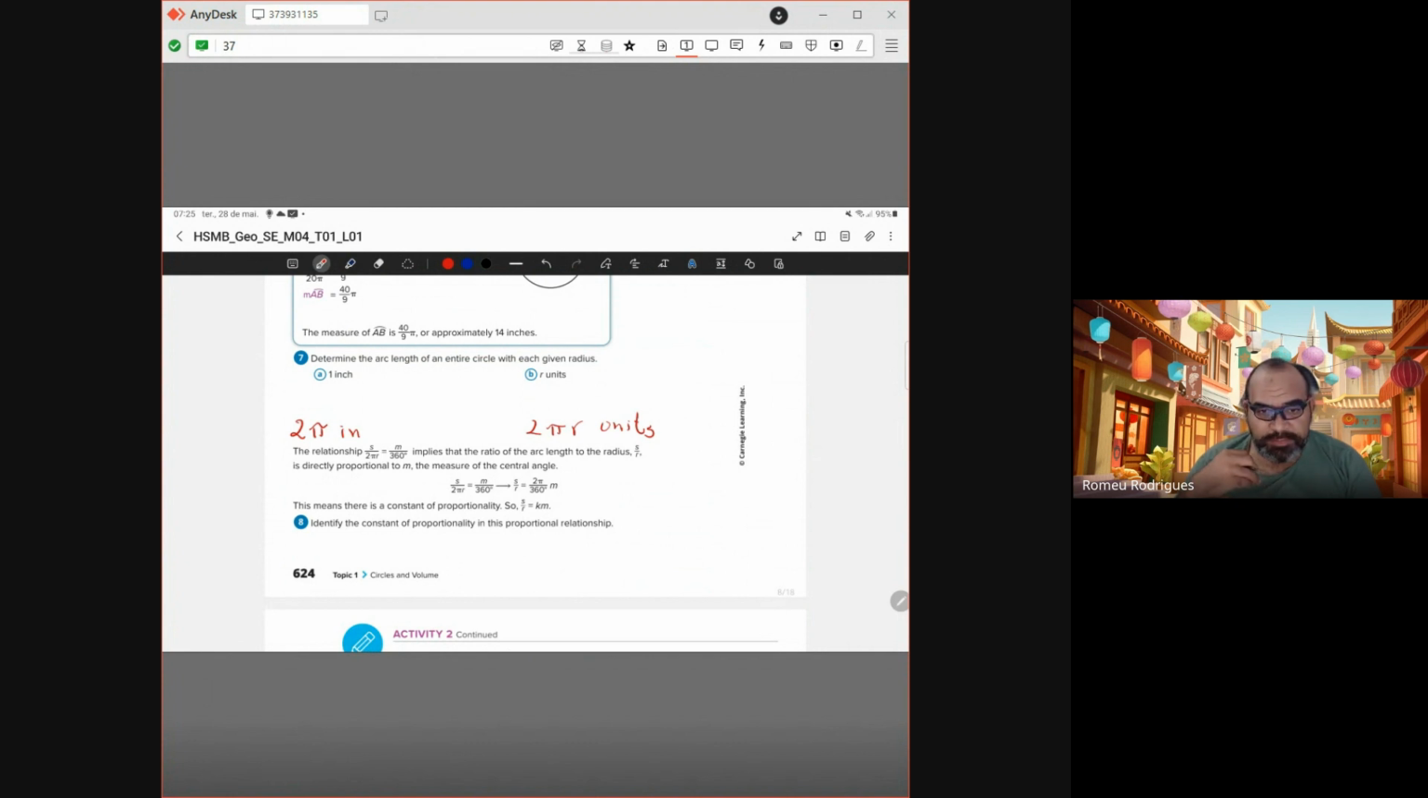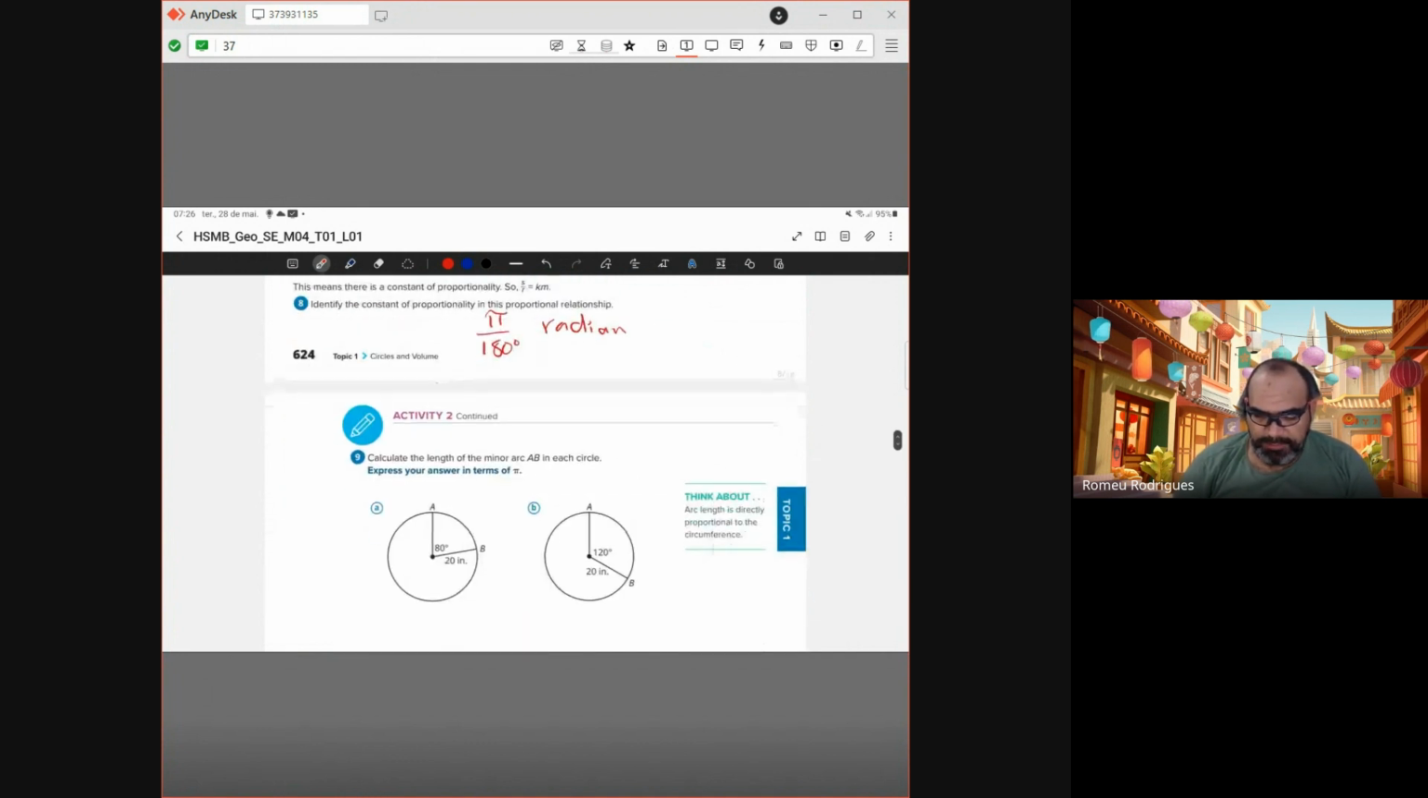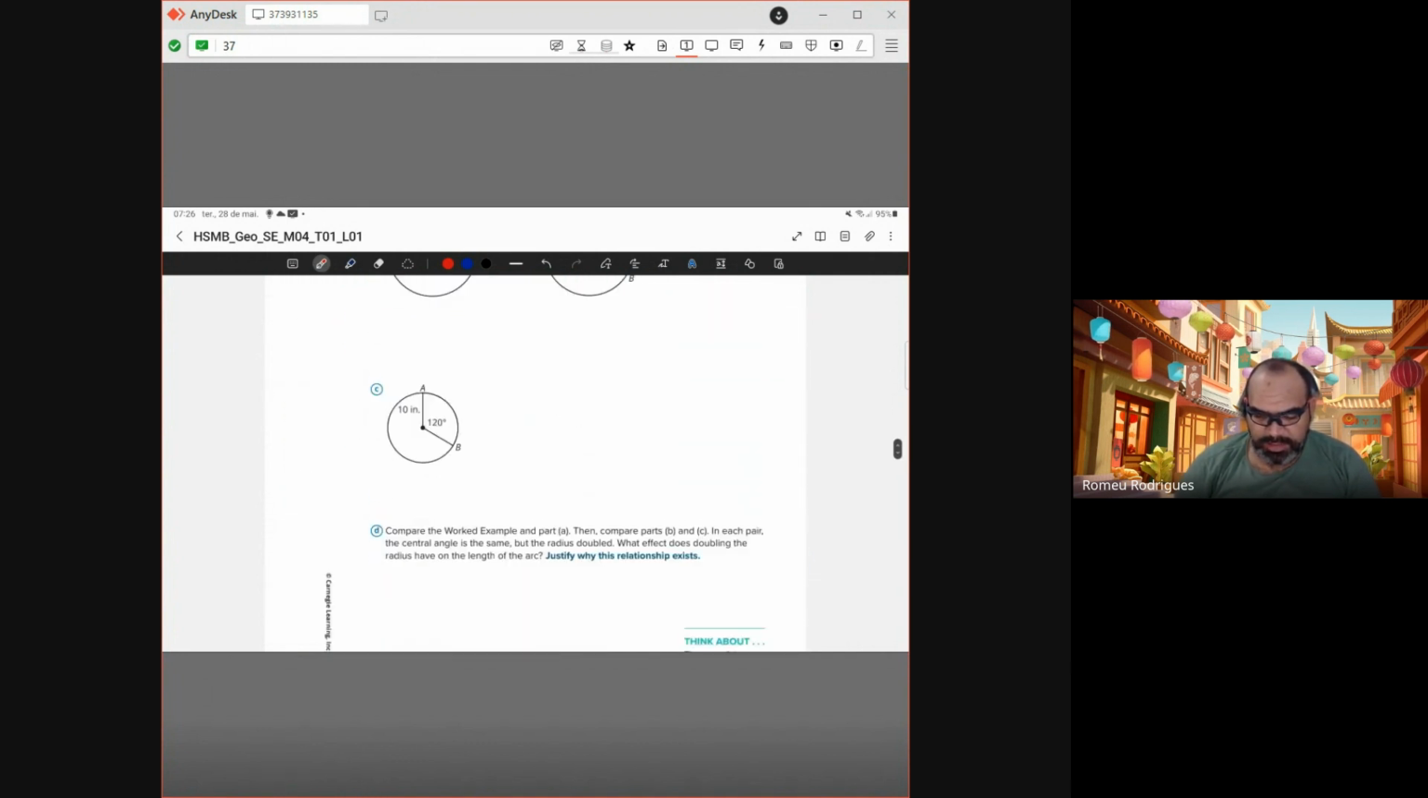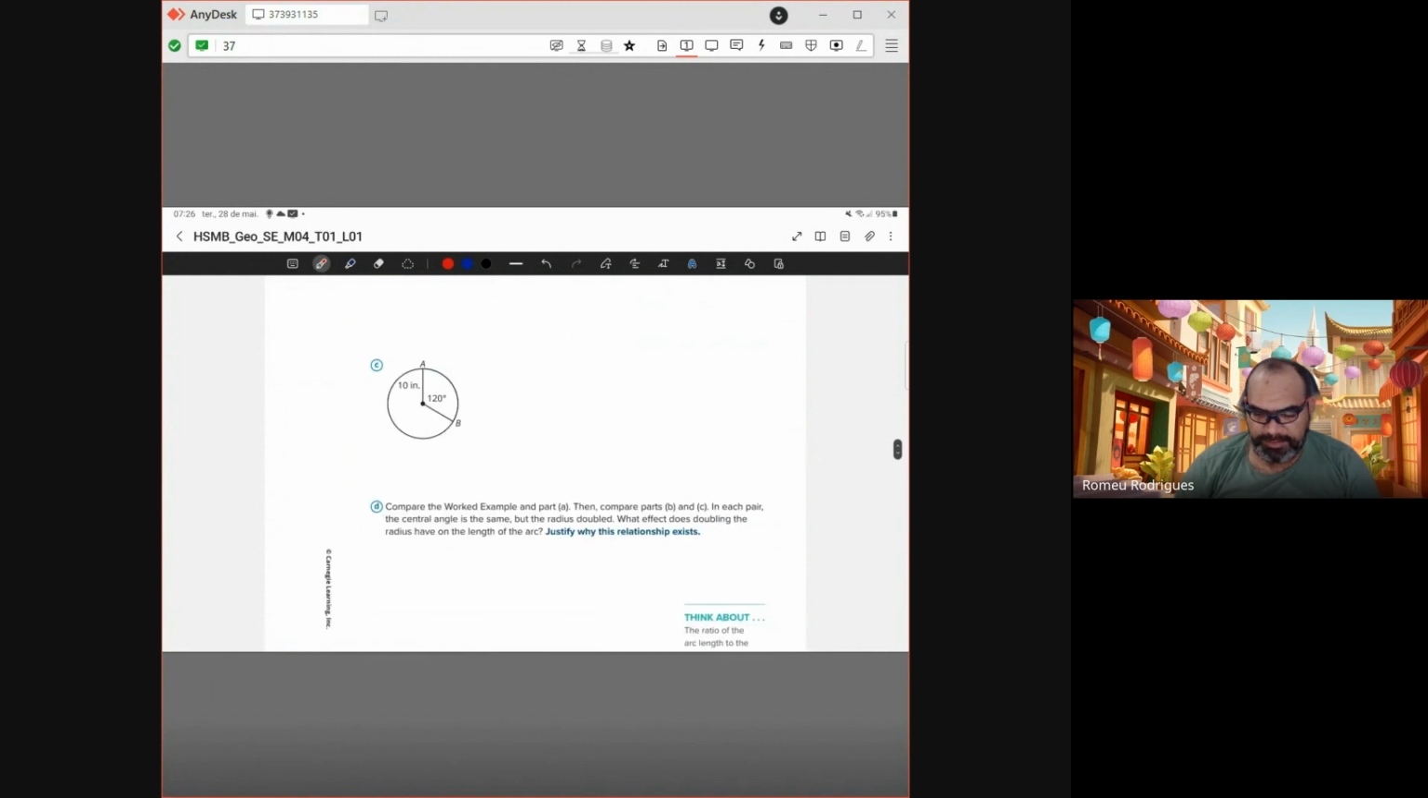Question 8. The constant of proportionality is pi divided by 180 degrees, which is what radian is about. Radian: 1 pi equals 180 degrees. Yeah, this is very nice. That's why they started talking about radian. Give a few minutes, go to question 9 on the next page, 625.